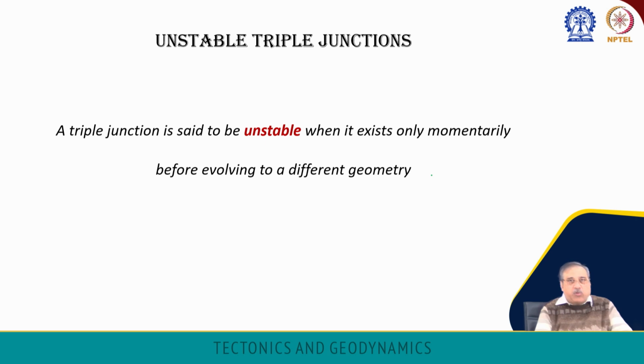What is the alternative? Well, a triple junction could be unstable. So how do we classify or understand what an unstable triple junction is? Well, the definition is simple enough. A triple junction is said to be unstable when it exists only momentarily before it evolves to a different geometry. So in the previous case, we saw that as the plates kept on moving, the geometry or the disposition of the plate boundaries around the triple junction remained the same with time. This is exactly what will not happen if the triple junction is unstable.